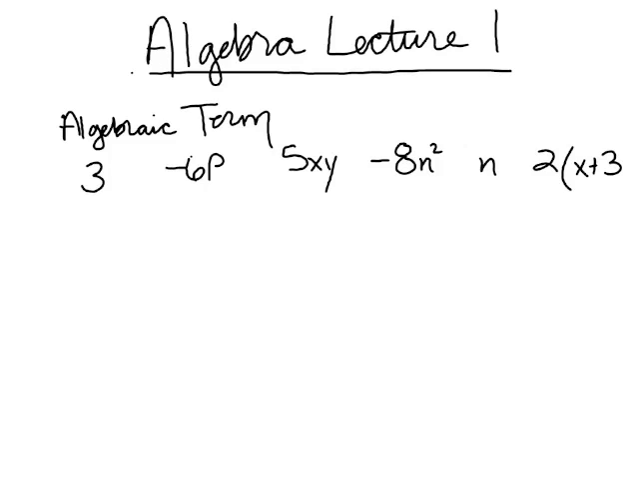Now the first one we have on the list is 3. When I have a number all by itself, it's called the constant. Whenever I have a letter that I don't know what it is, then it's called a variable. So the p is a variable, the xy, they're both variables, n squared is a variable, and then the x over here, those are all variables.